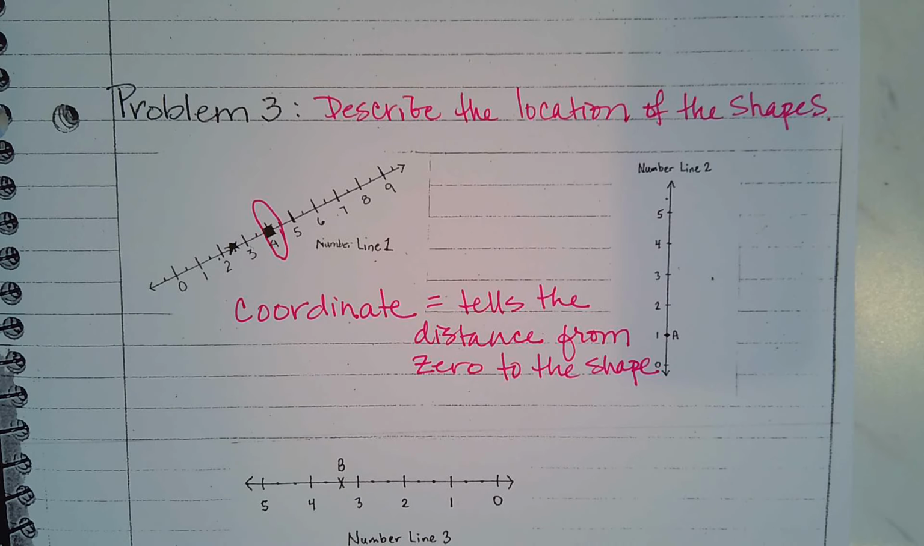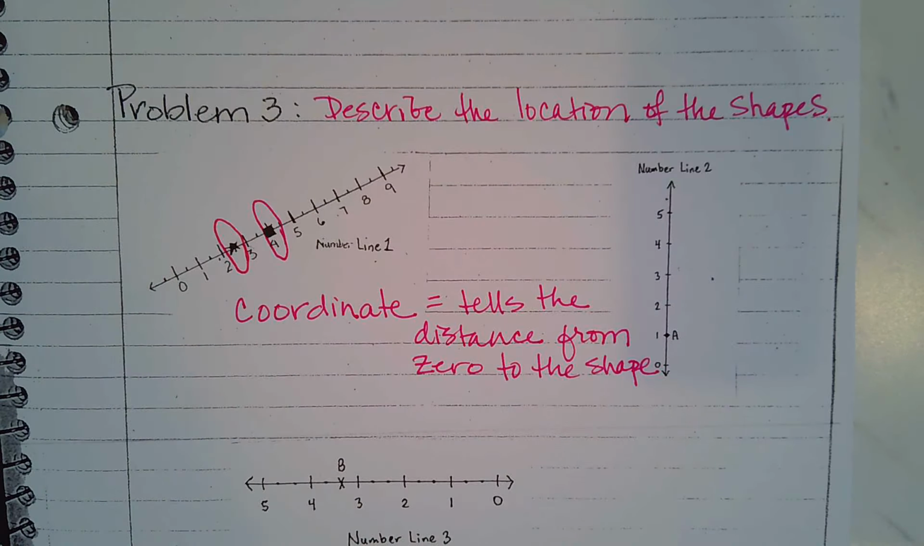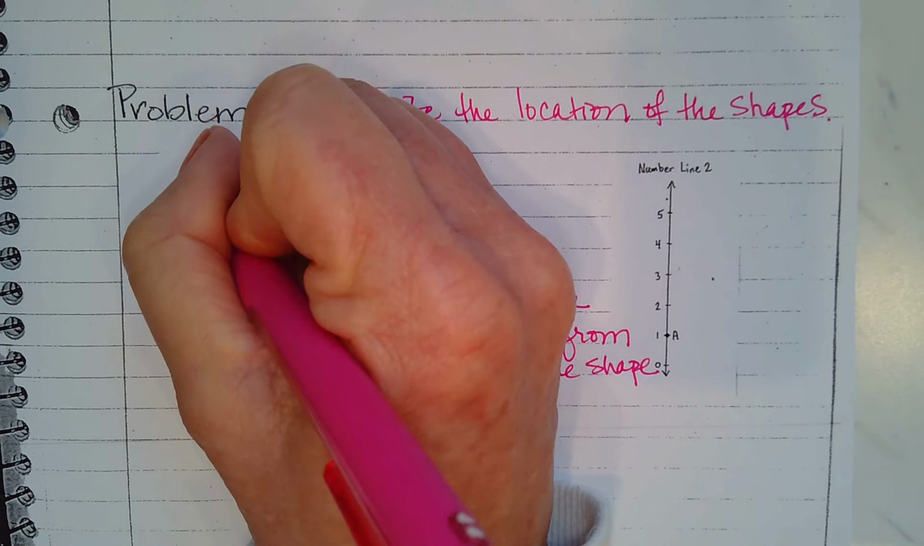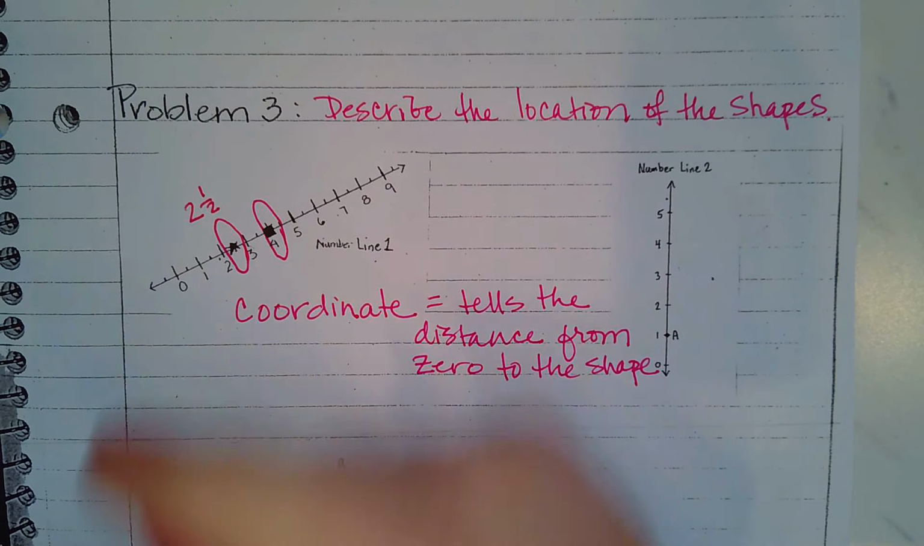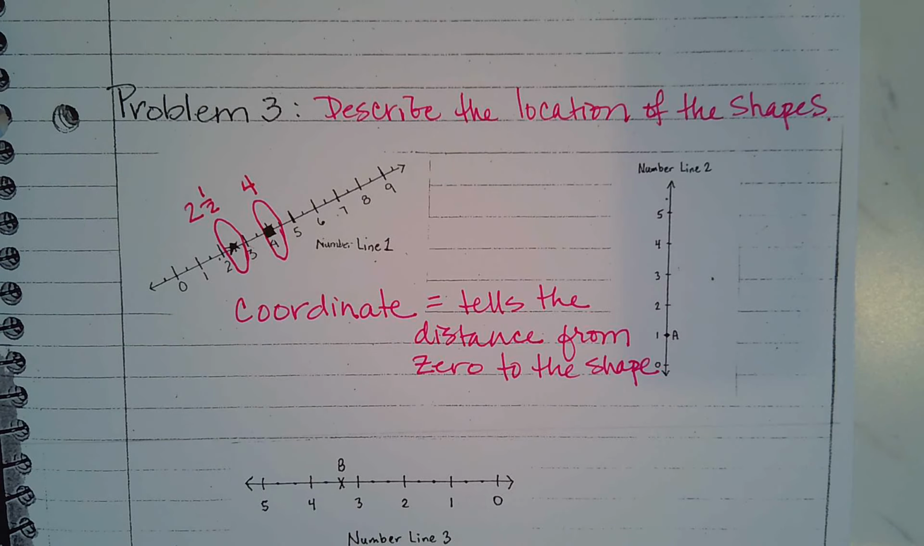So, what is the star's coordinate on the number line? What would you say that was? Yes, it's 2.5, correct? That is its coordinate. The square is 4.